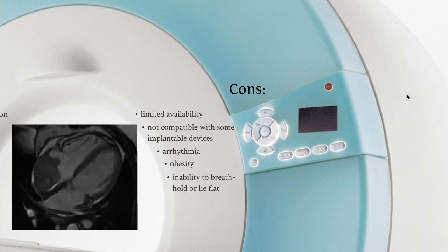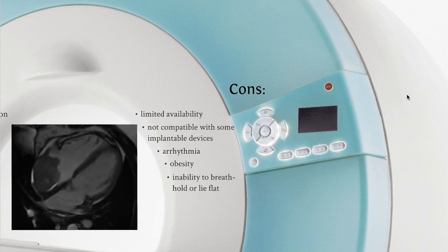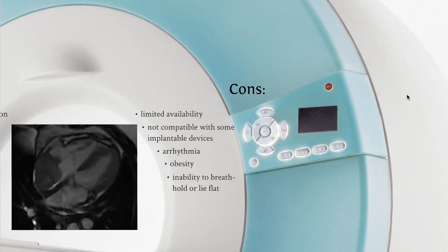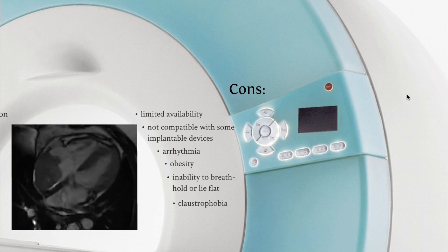Inability to breath hold or lie flat. The patients are going to have to do 50 or 60 breath holds at least. Each breath hold can be up to 15 seconds. Typically we try to make the average breath hold about 10 seconds. But if you have a patient on the floor with a mass that's affecting their mitral valve, for example, and they can't hold their breath more than 5 seconds, it's going to be a problem. We still have some tricks for patients that can't hold their breath, but the better the patient can breath hold, typically the better quality study we're going to get.